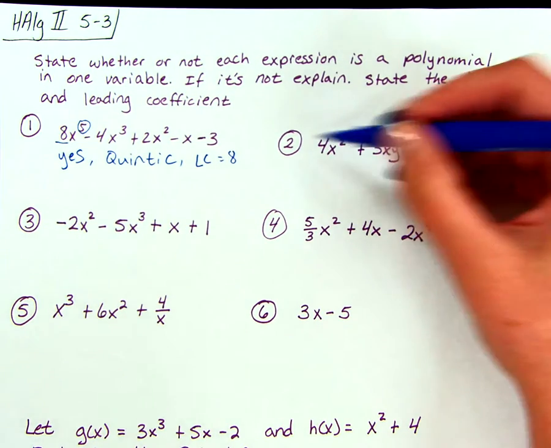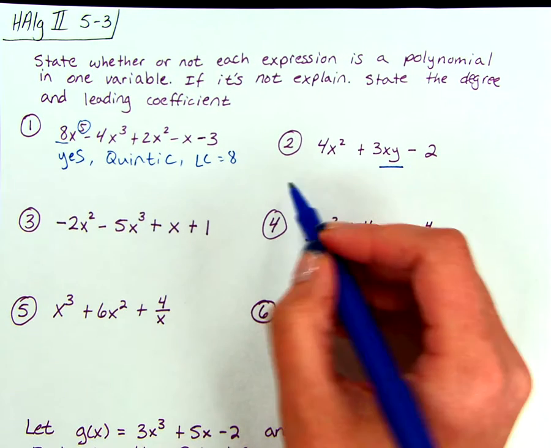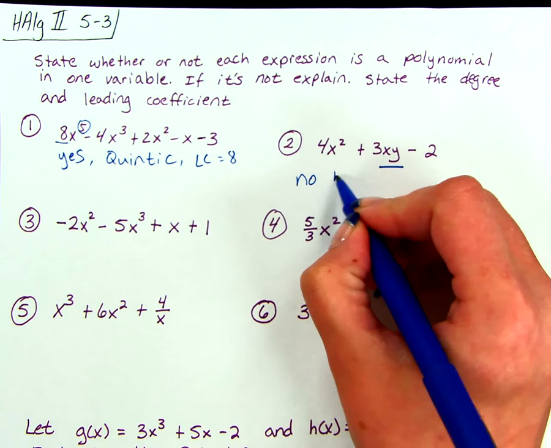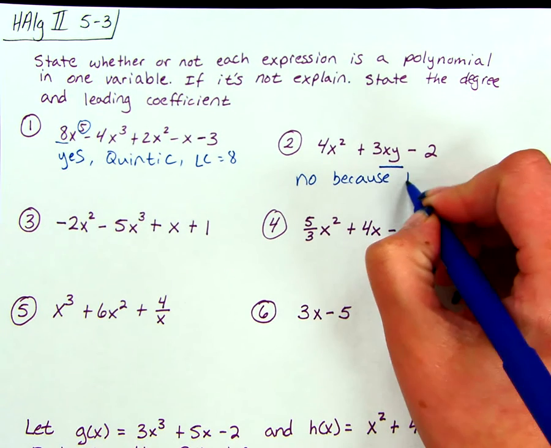All right, next one, looking at it, we have both an x and a y. So this is not a polynomial in one variable because there are two variables.